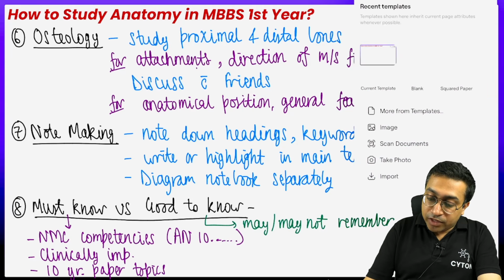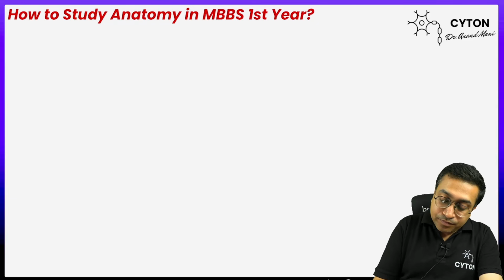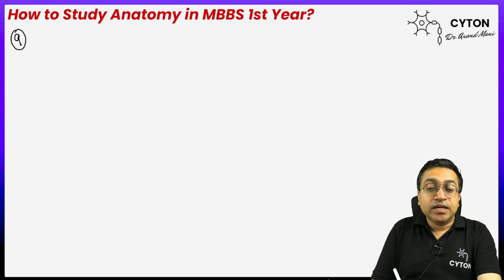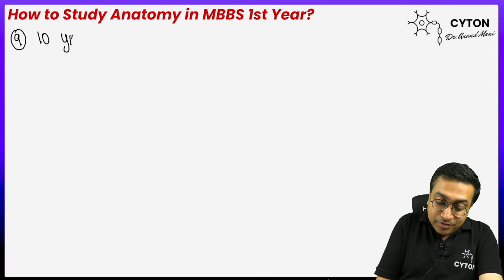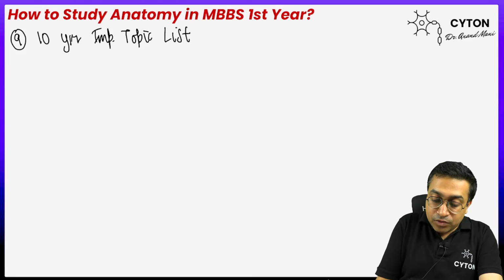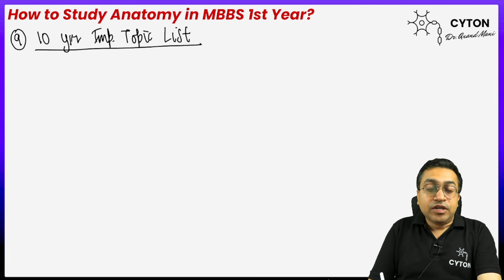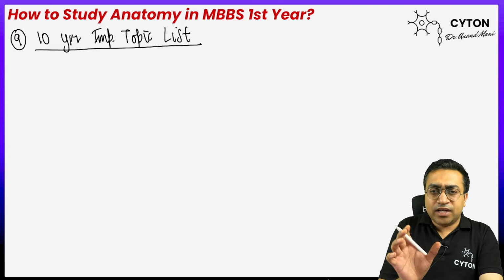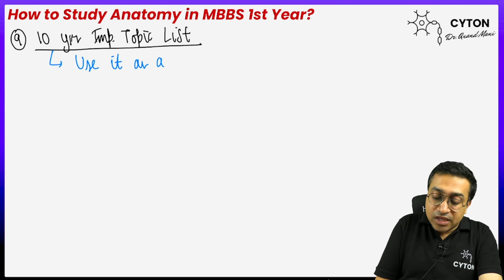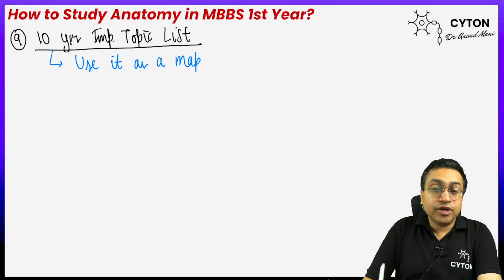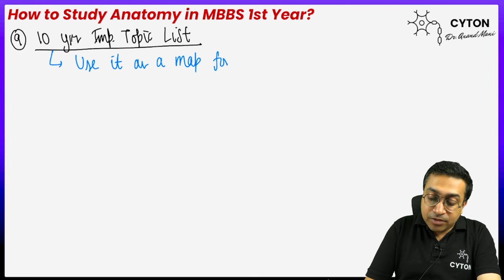Then we come to number 9, which is something you ask again multiple times: the 10-year important topic list. This varies slightly from college to college. But how will you use this list? You should use it as a map for your easy preparation.